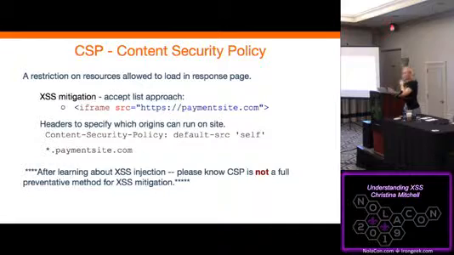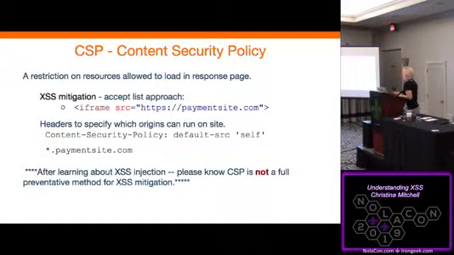Okay. So I talked about headers, and sometimes you can use some headers to help you out with cross-site scripting. So we have CSP, Content Security Policy. It's a restriction intended for XSS mitigation. It uses that accept list approach we discussed earlier, a list of values that are positive to use. Its intention is to narrow down which domains can run code on your site.